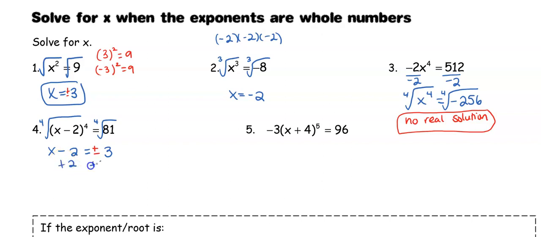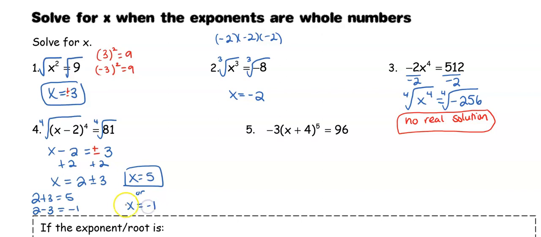We move that 2 over. So we get x equals 2 plus or minus 3. But we're not going to leave it like that because we have 2 plus 3, which is 5. And we've got 2 minus 3, which is a negative 1. That's telling me that I have 2 different solutions. So I have x equals 5. That's one possibility. Or x is equal to a negative 1.